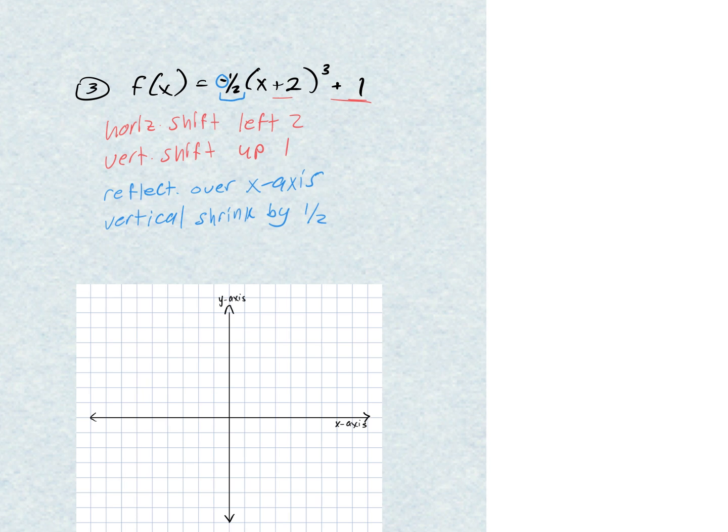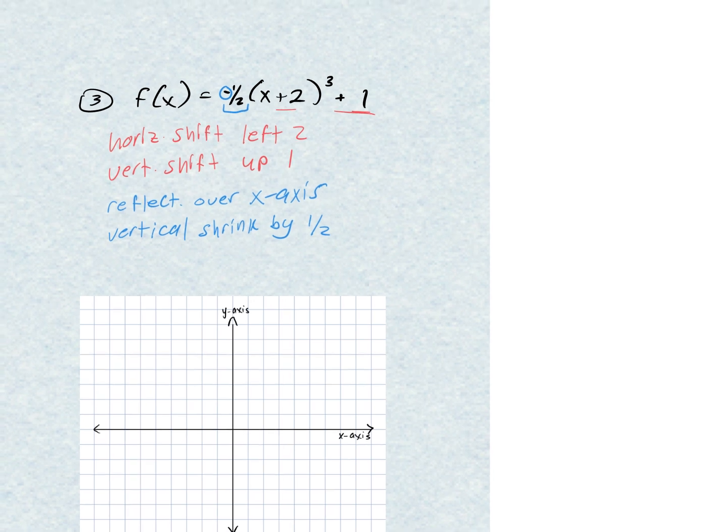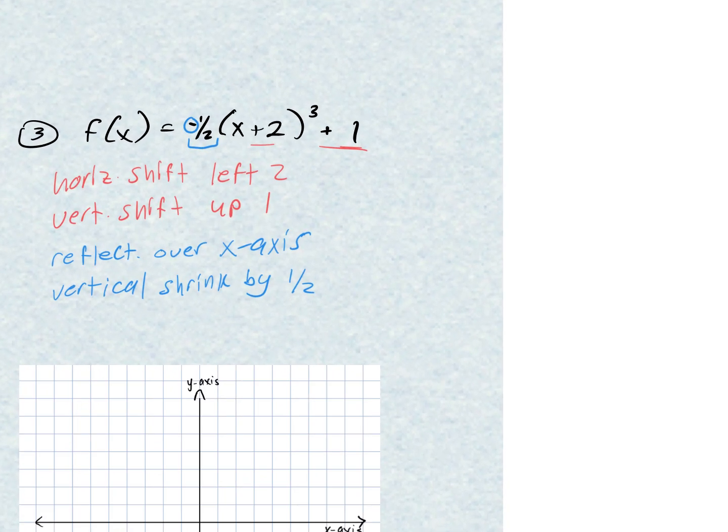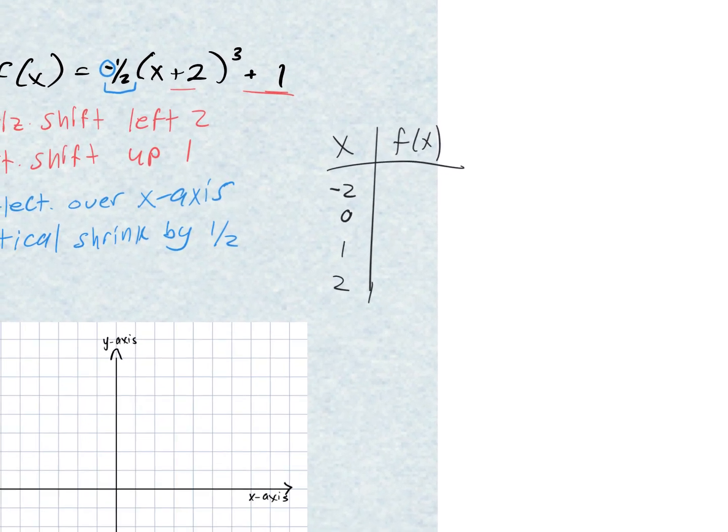And now to graph it, using the transformations might get a little bit tricky. So I'm going to make a table of all your x and f of x values. I'm just going to pick a couple values, maybe -2, 0, 1, 2. Just some random, relatively small numbers.